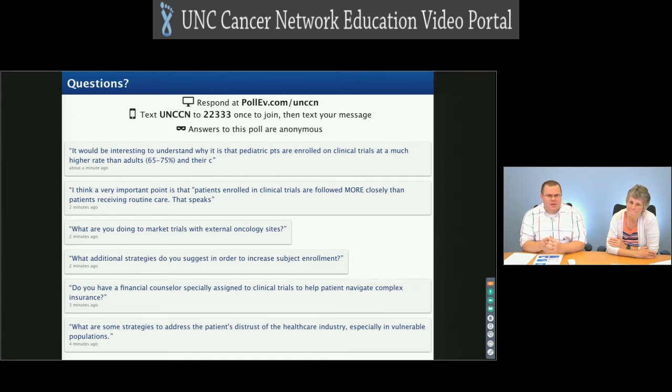And speaking of enrollment, our next question says, what additional strategies do you suggest in order to increase subject enrollment? Well, I think it's about education, and it's reaching out to sites, and I'm hoping that as UNC has started to partner more with some of our local community hospitals, talks like this will help put clinical trials out there on the radar and let people know that they're an option. I would love to make it more accessible for patients in the community settings and not have to ask them to drive 4 or 5 hours.